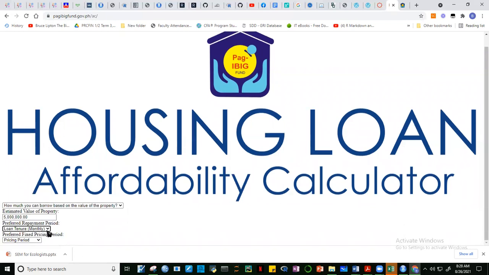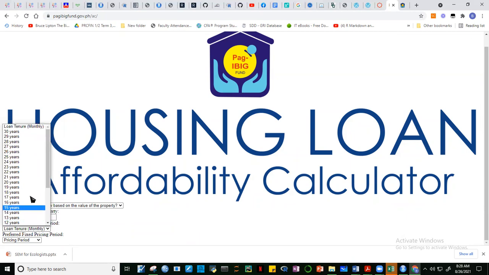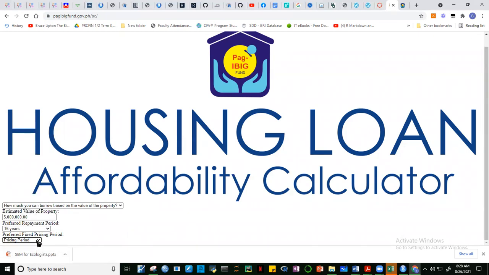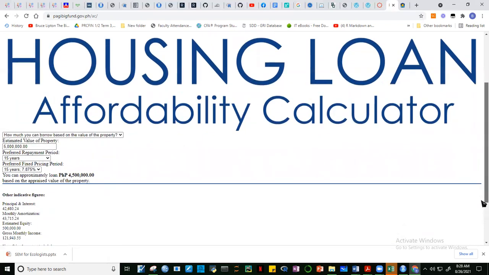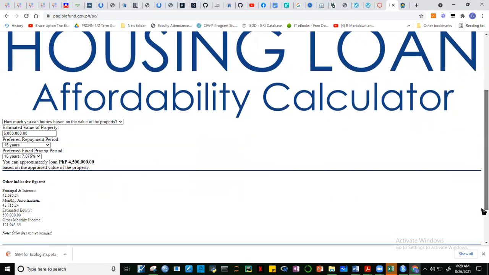Okay, and then gawin natin 15 years. Sabi natin kanina, 15 years. Okay. 15 years. Yeah. So, the Pag-ibig Affordability Calculator gives us this information based on 5 million na yung value ng property for 15 years natin ila-loan. Tapos ito nga, 7.875 yung interest as we saw a while ago. So you can approximately loan 4.5 million down.